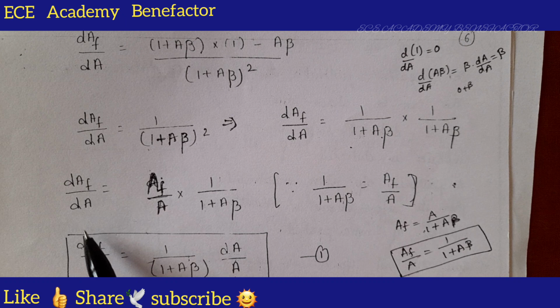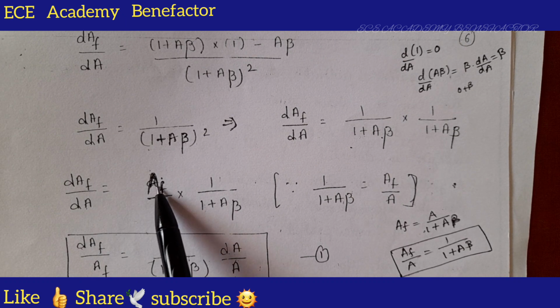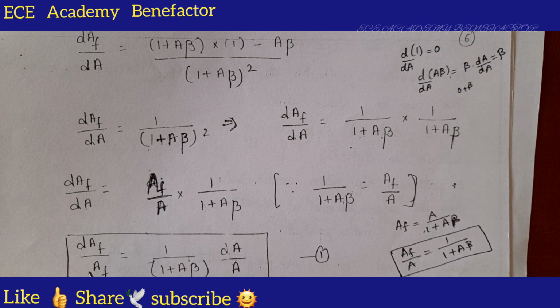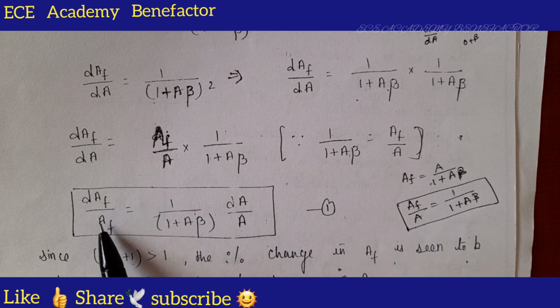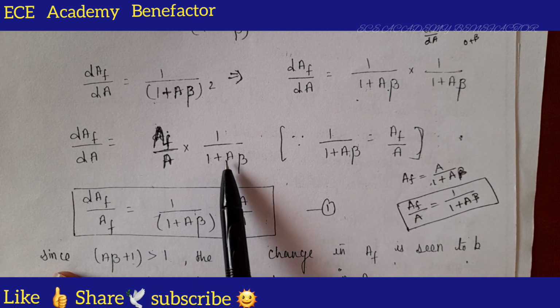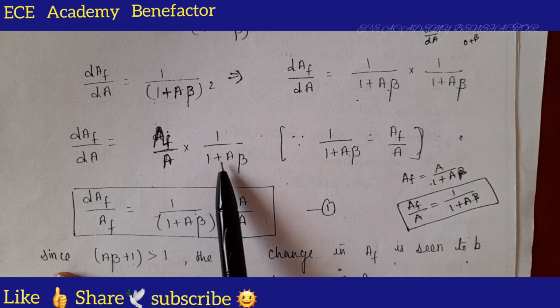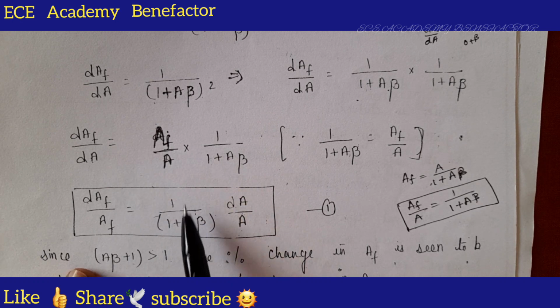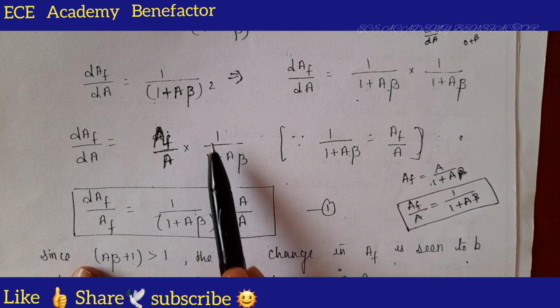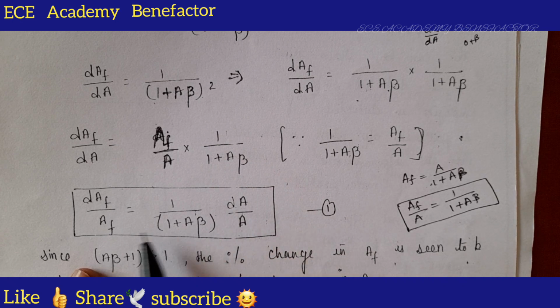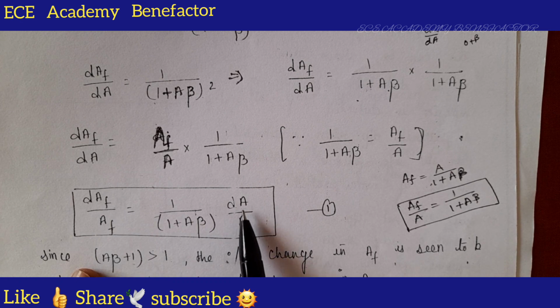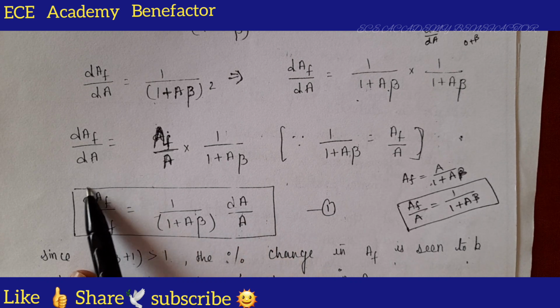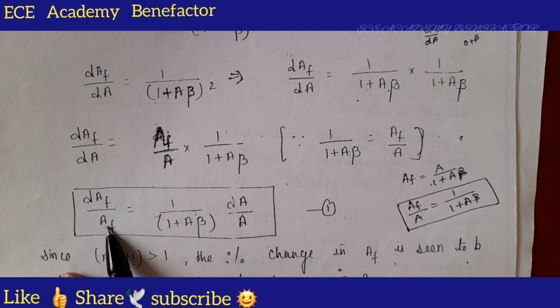So we are getting dAF by dA is equal to AF, and then bringing this AF term here. So we are writing dAF by AF is equal to this term we have taken to the other side, and writing this dA taken here as dA by A. So we are getting the equation dAF by AF is equal to 1 by 1 plus A beta, dot dA by A.